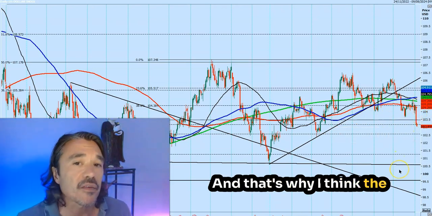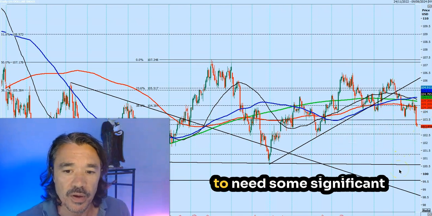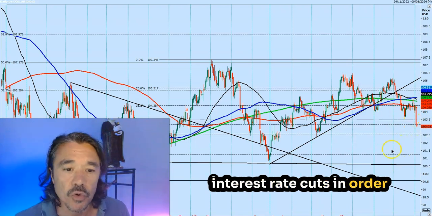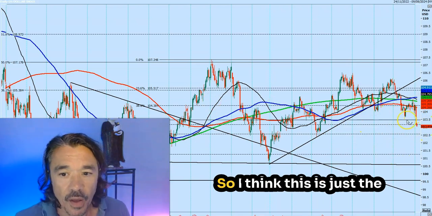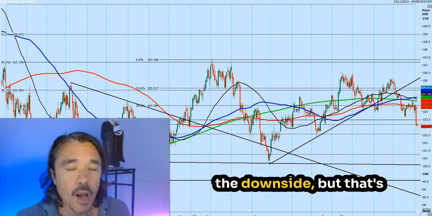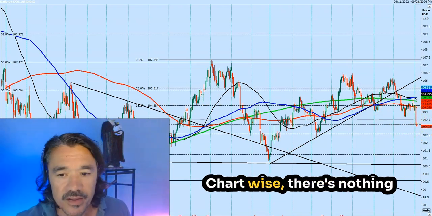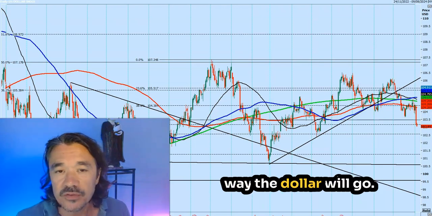And that's why I think the dollar will continue to collapse, because we're going to need some significant interest rate cuts in order to correct that situation. So I think this is just the beginning of a move to the downside, but that's my fundamental reason. Chart-wise, there's nothing really telling me which way the dollar will go.